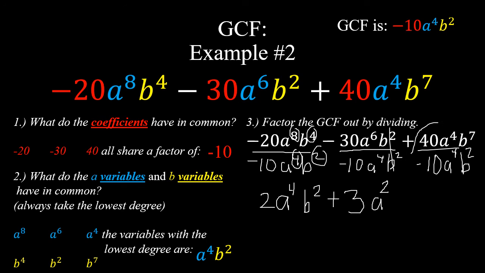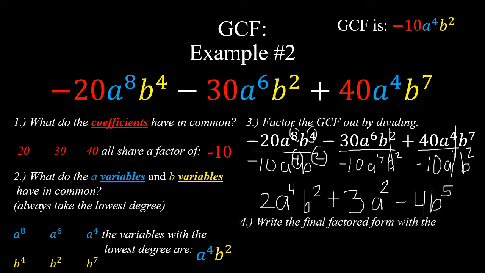And then, of course, in my last term, when I do the polynomial division here, I am left with 40 divided by negative 10, which gives me a negative 4. A positive divided by a negative leaves you with a negative. A to the 4th divided by A to the 4th, that's going to cancel out. And B to the 7th divided by B squared leaves me with B to the 5th.